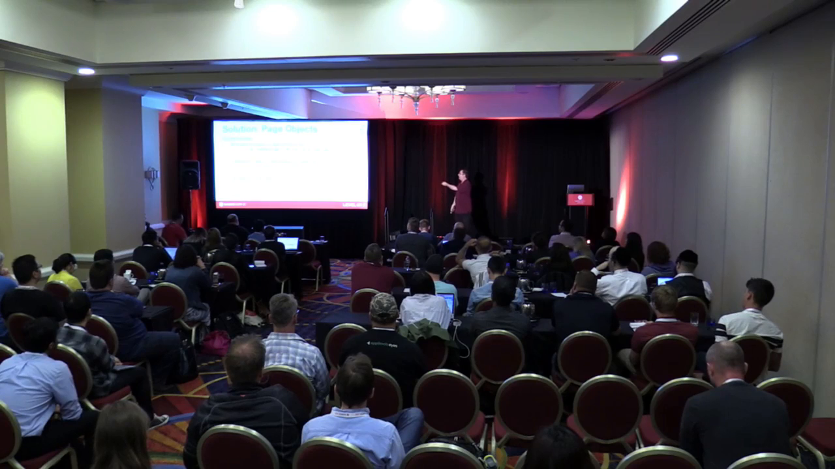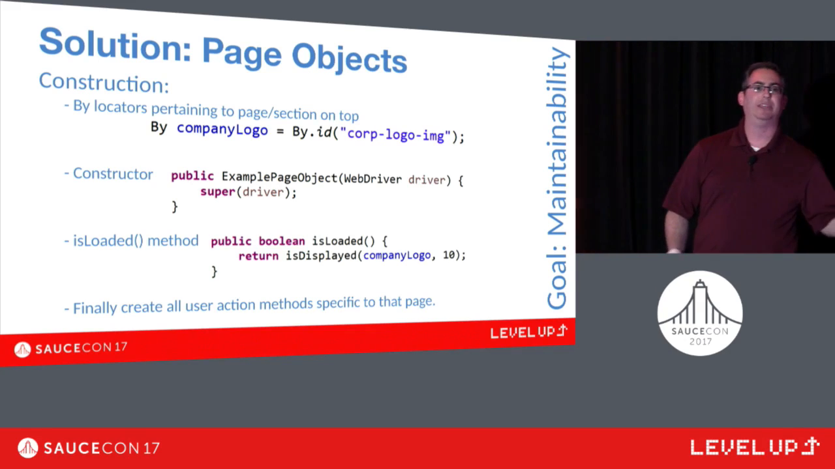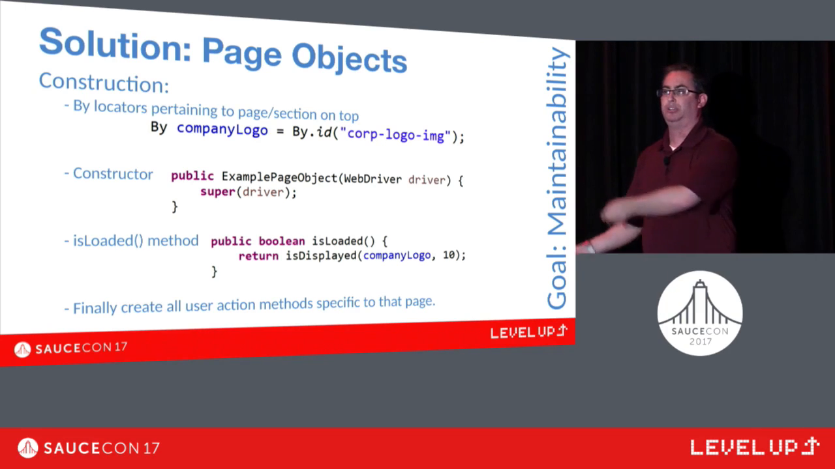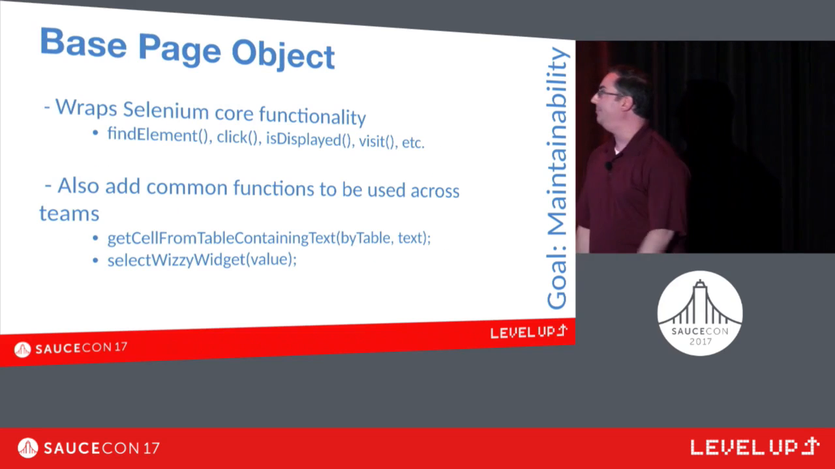Last but not least, the whole reason for the page object should be to have action methods that correlate to the things that the user can do on your particular page. So that goes at the bottom.